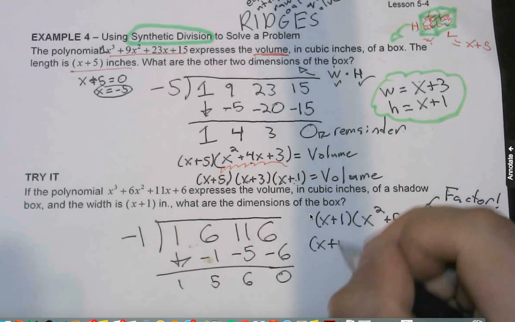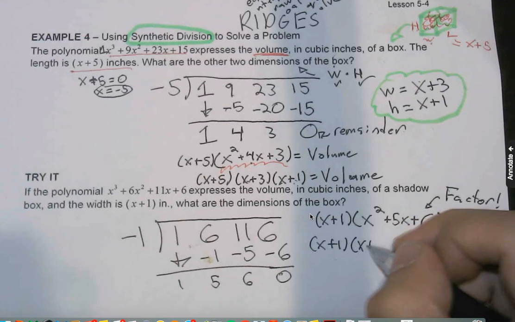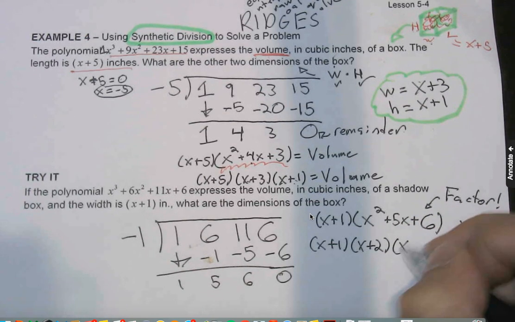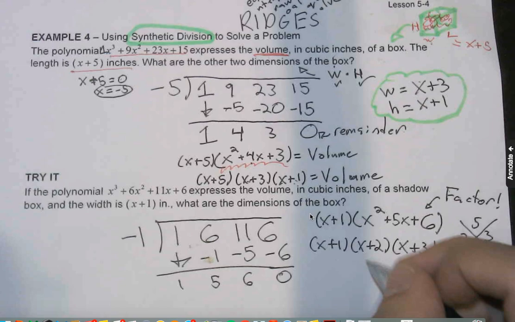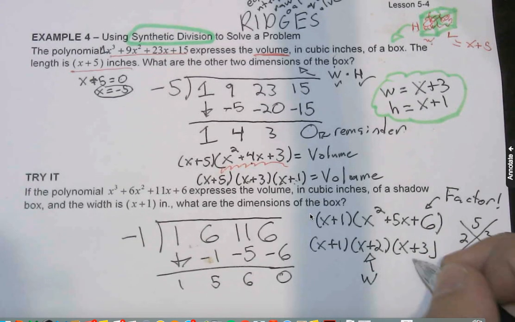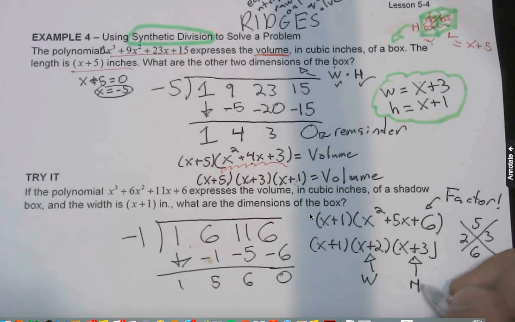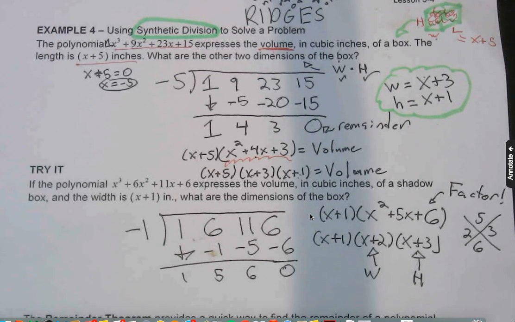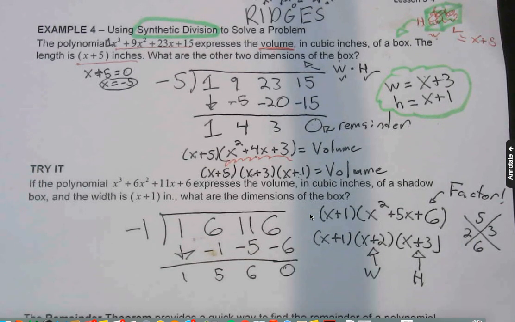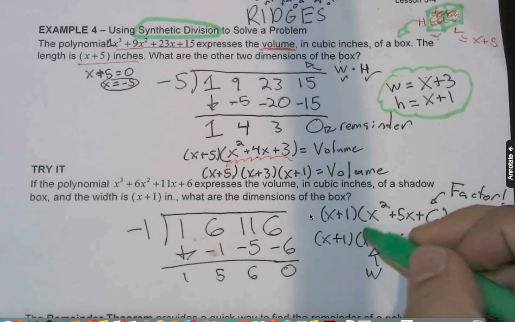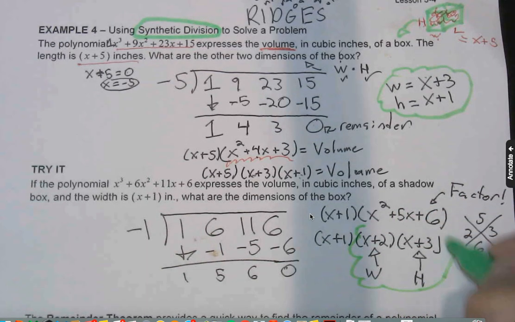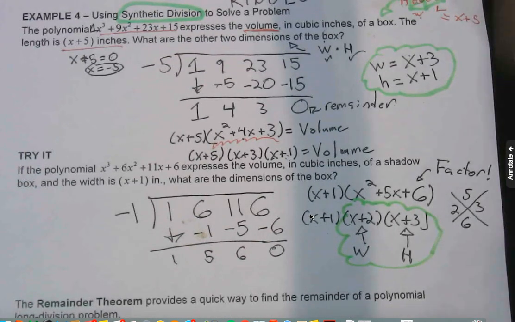So collectively, x plus 2, x plus 3. Let's call this our width. Let's call this our height. Not the worst word problem in the world. There are only so many word problems you can throw in with synthetic division, but I think these ones are pretty manageable.